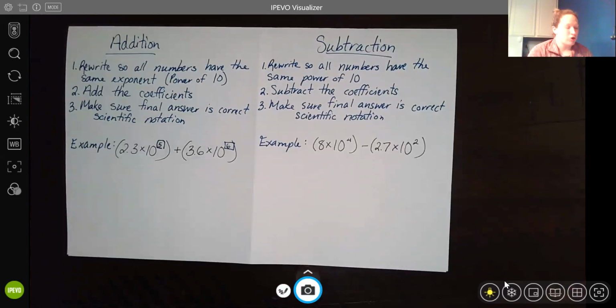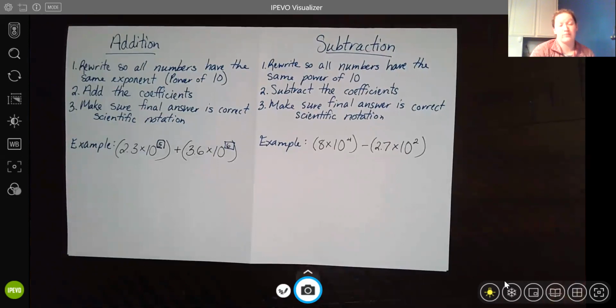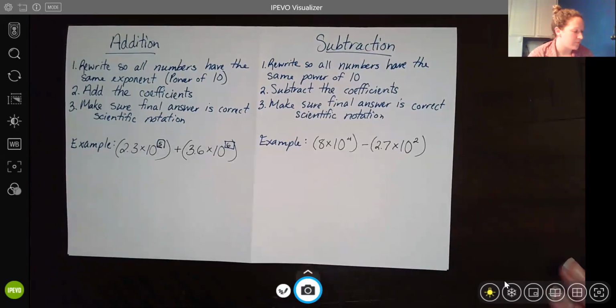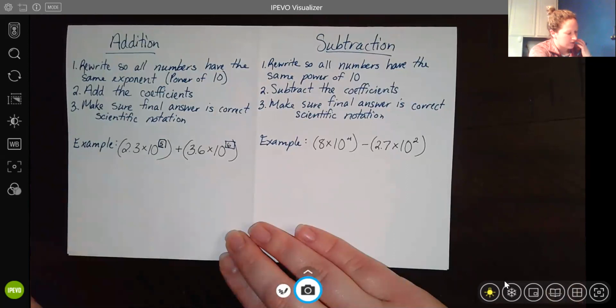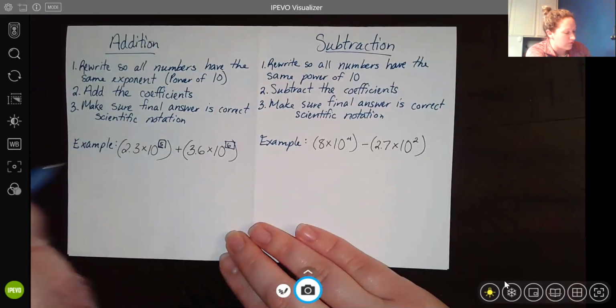It's your choice. You could decide to rewrite them so that they each have a power of 5, or for them to be 10 to the power of 6. That's really up to you. You could pick something totally different. What's important is that when you rewrite your numbers, they have the same power of 10. For the sake of my example, I'm going to make both of these into a power of 5.